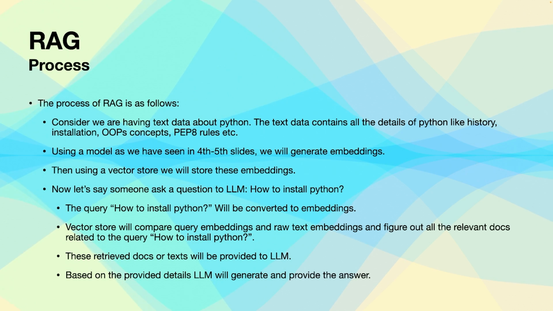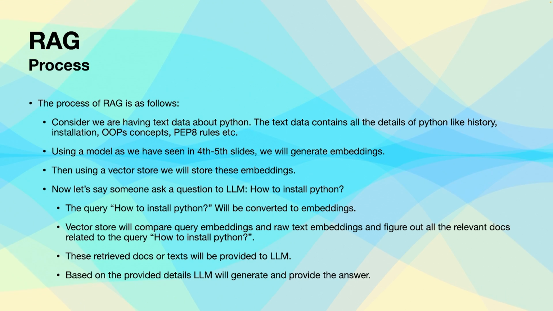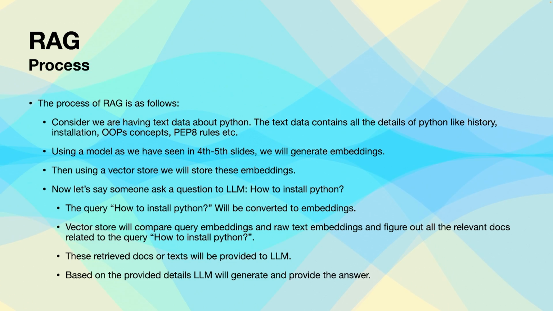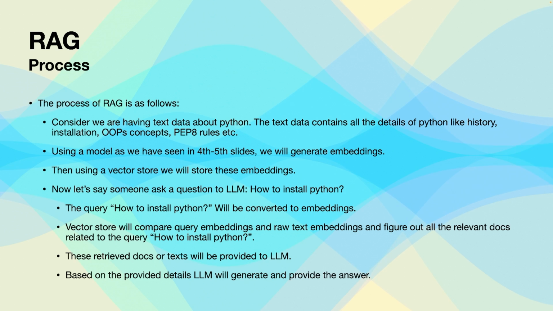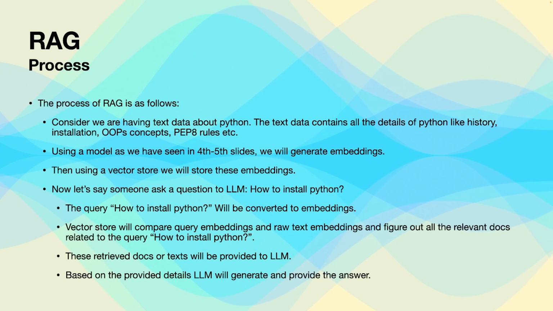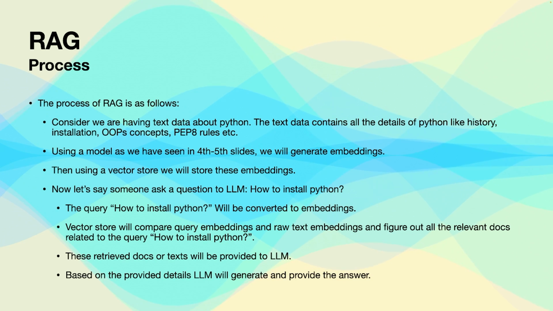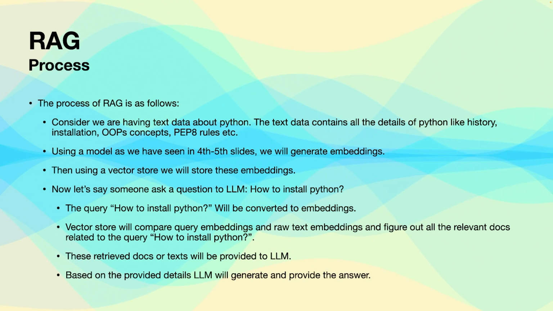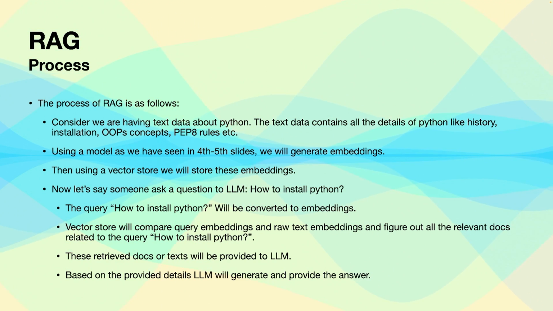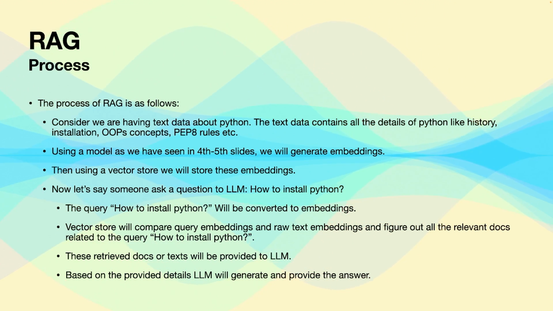Now let's say a user asks the query, how do I install Python? This query will be converted into embeddings using the same model that has been used to generate the embeddings from our raw text data. Then using these embeddings, that is one from raw text data and another from the query, the vector store will find the most relevant documents related to the query, how do I install Python? These retrieved documents are then provided to the LLM, which will generate or synthesize an answer based on the provided information. That's how the entire RAG process works.